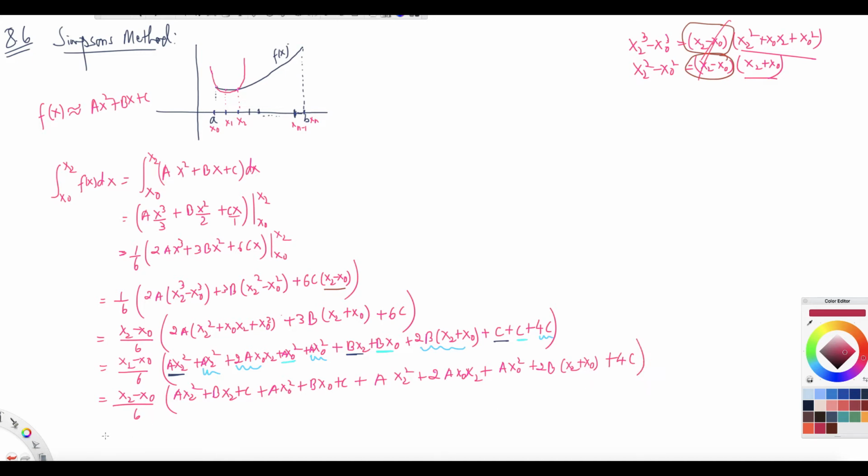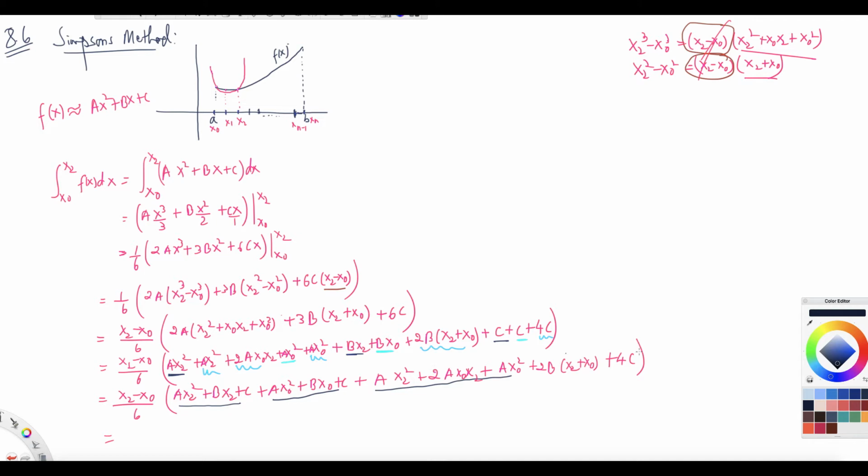Okay, so what do you get? This thing is f of x2, right? Because f of x is that. So this will be f of x2. This will be f of x0, right? And then this guy is what? If you take a out, what do you get? x2 square plus 2 x0 x2 plus x0 square. That will be (x0 plus x2) whole square.